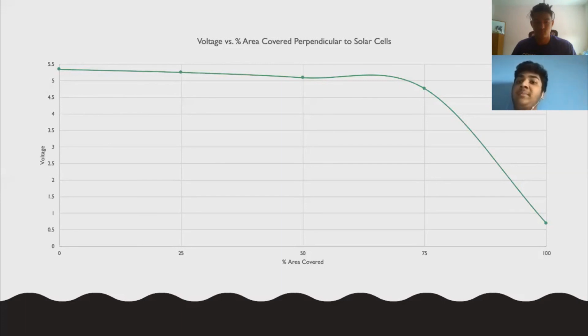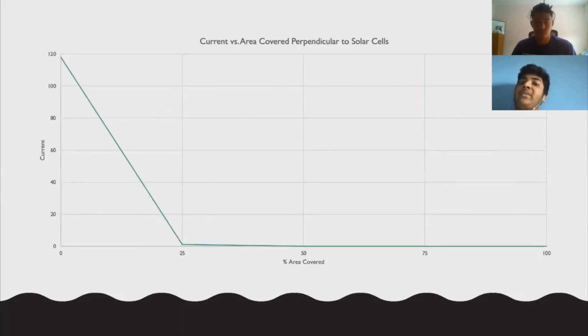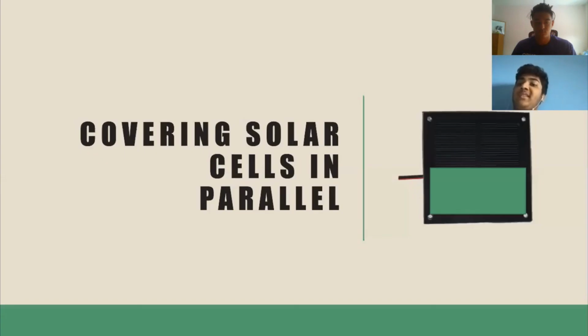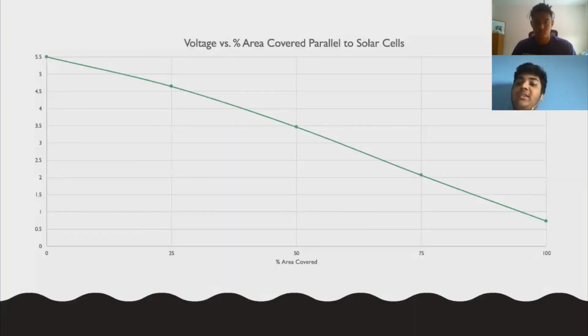If you go to the next slide. We did the same thing, but with current. The general trend here is it drops very fast and goes to 0 completely. Go to the next slide. The next thing we did was cover the cells in parallel, where the paper is parallel to the lines. Can you go to the next slide?